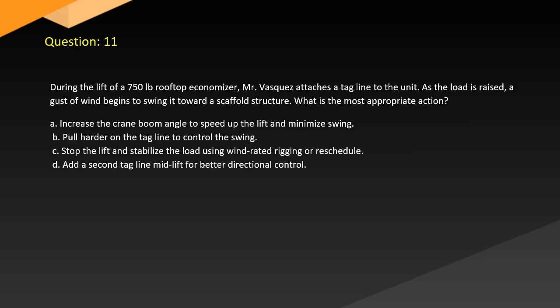Question 11. During the lift of a 750 lb rooftop economizer, Vasquez attaches a tag line to the unit. As the load is raised, a gust of wind begins to swing it toward a scaffold structure. What is the most appropriate action? A. Increase the crane boom angle to speed up the lift and minimize swing. B. Pull harder on the tag line to control the swing. C. Stop the lift and stabilize the load using wind-rated rigging or reschedule. D. Add a second tag line mid-lift for better directional control.